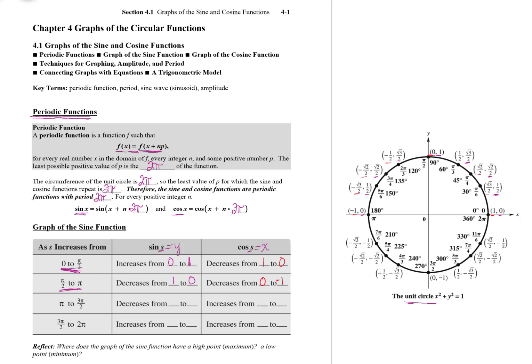From pi to 3 pi over 2, that's in the third quadrant. What happens to the y values? We go 0 down to negative 1. So the x values go from negative 1 to 0.